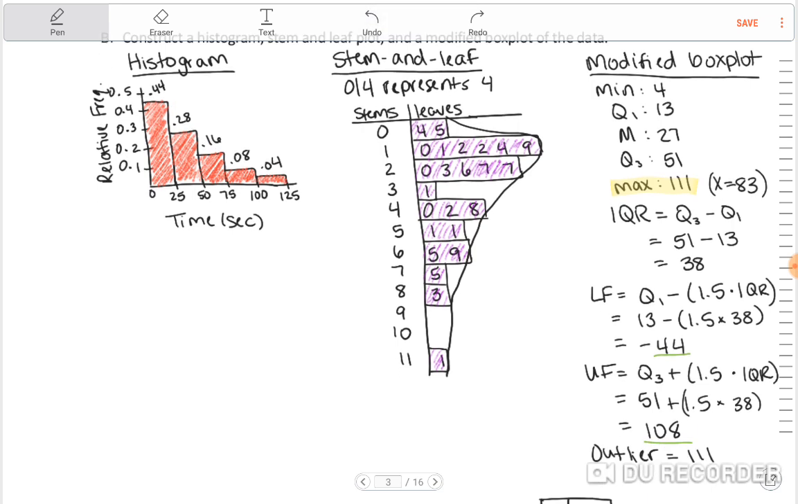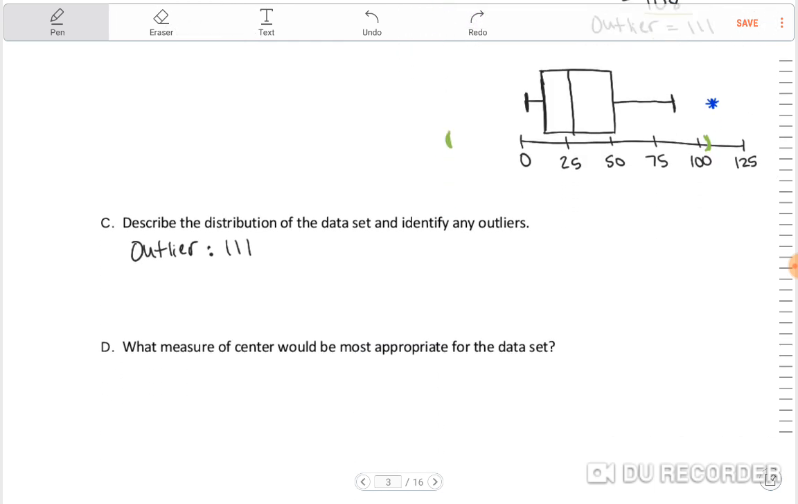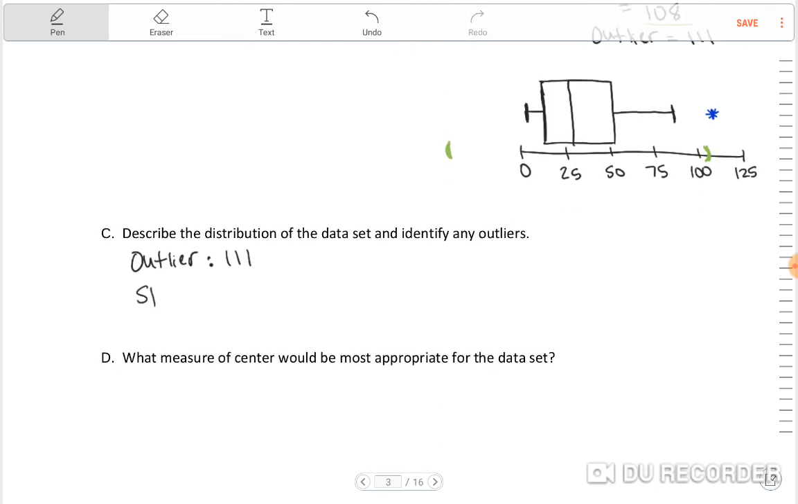Okay, and then on your modified box plot, you see that there too. You've got the longer whisker here on the right side. And then it's a wider box on the right side as well. So yeah, this is overall a right skewed graph. Or you can say skewed right. So I'll say skewed right, or right skewed, however you want to say that. It means the same thing.